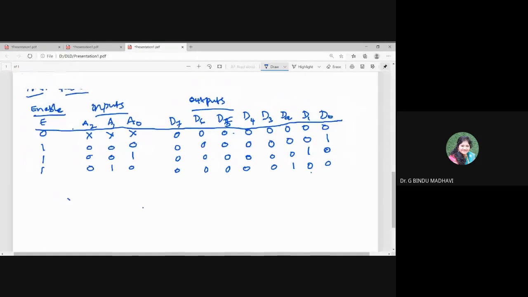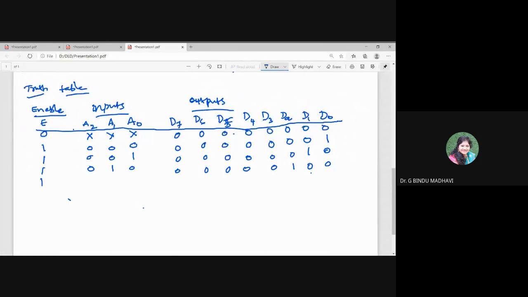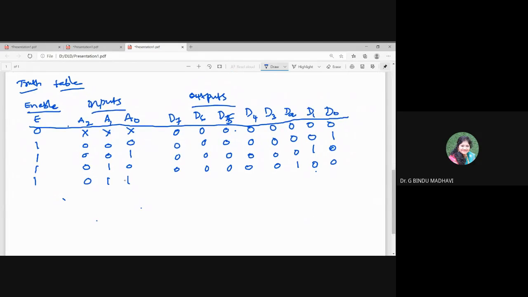Next one D3. Next combination is 0, 1, 1, which is equal to D3. So D3 will be active, remaining all are zeros. Next, 1, 0, 0. So D4 will be active, remaining all are zeros. Next 1, 0, 1. So D5 will be 1, remaining all are zeros.